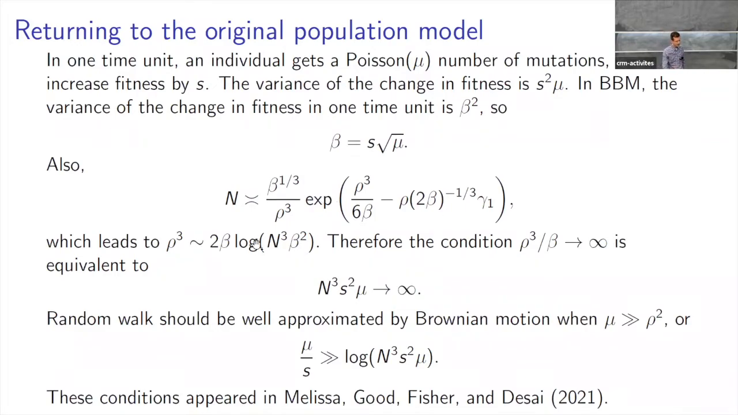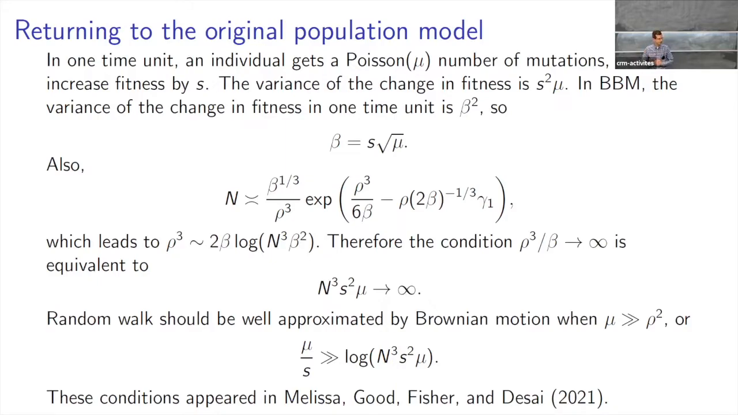Also, we saw that the number of particles n in the branching Brownian motion model is roughly given by this expression here. And so one can then do some algebra to see that rho cubed is approximately 2 beta times the log of n cubed times beta squared. And this means that the crucial assumption that rho cubed over beta is going to infinity reduces itself to the condition that the log of n cubed beta squared is going to infinity, which is equivalent to the condition that n cubed times s squared times mu is going to infinity.